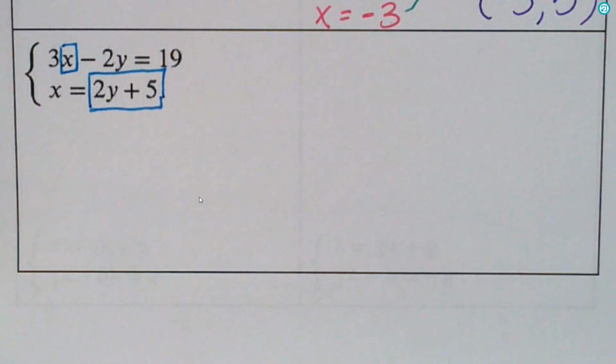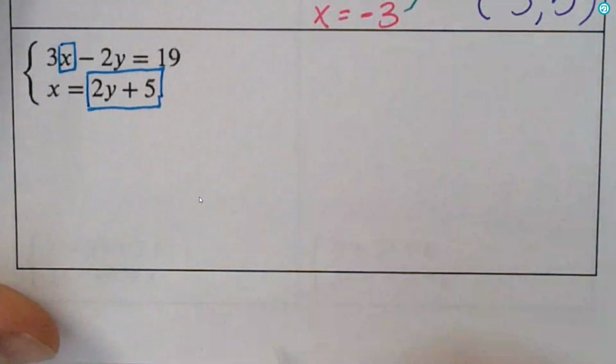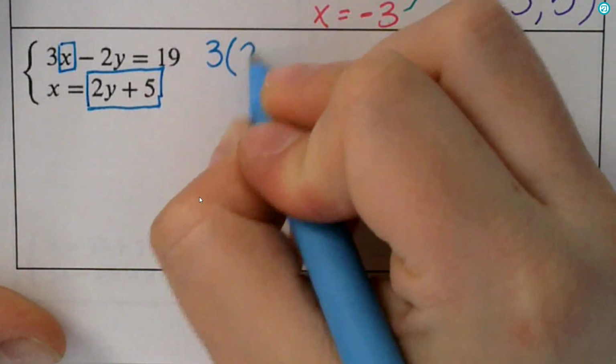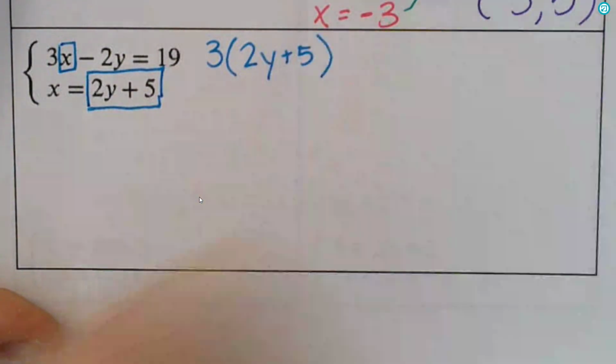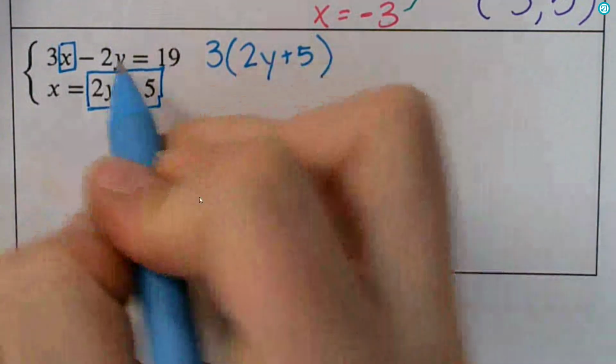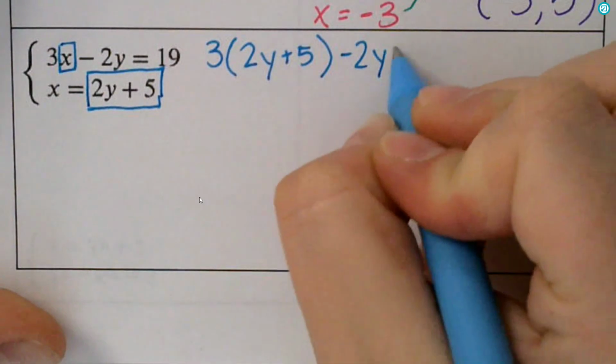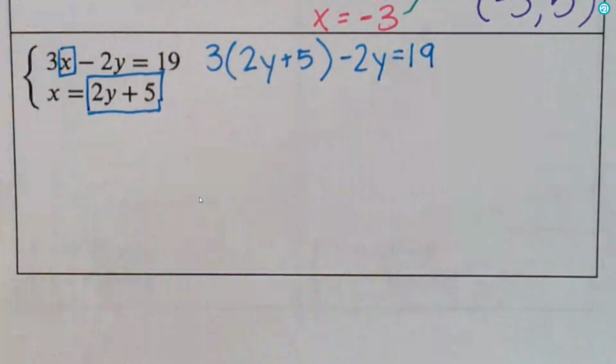Okay, so I'm going to go and write that down. So I'm rewriting my top equation now. 3 times (2y plus 5), close my parentheses. And I still have minus 2y equals 19. So that's our big new step, the substituting. Any questions on substituting? Okay, then we can distribute and solve.